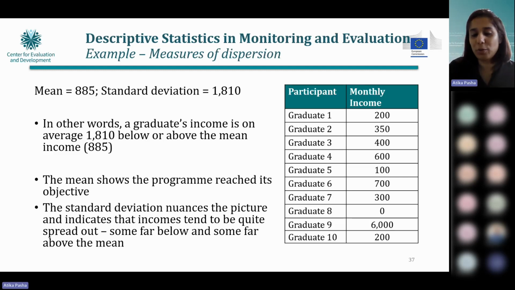Even if you haven't heard so much of statistics, this sounds like it's bad news. It should not be the case that you have such a large standard deviation in your sample. And basically, while we know that the program has reached its objective, it's important that we look at the standard deviation to see the nuances in our data and our sample and how widely dispersed these incomes are.